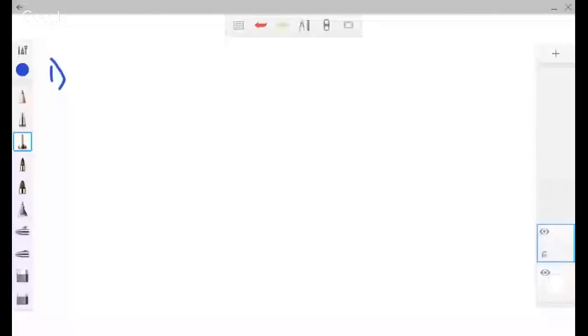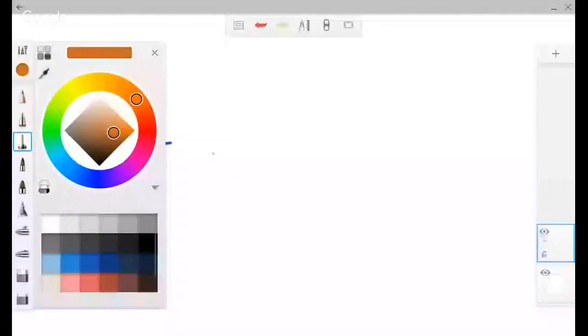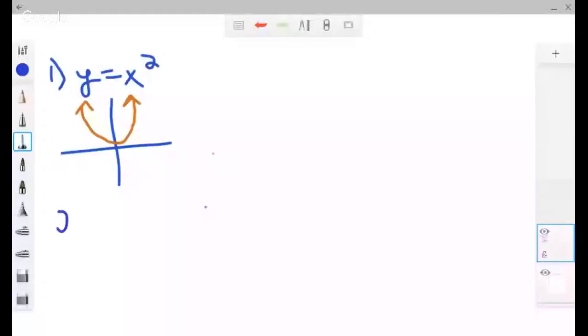First, we have, let's see, we have x squared, right? So just very quickly, that's like our parabola, right? Then we have absolute value.